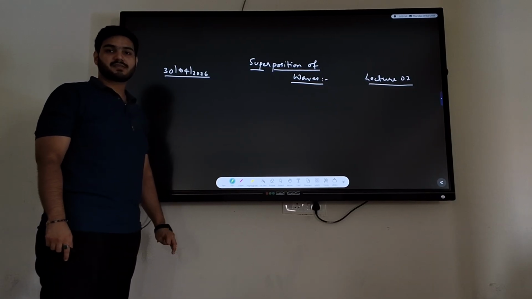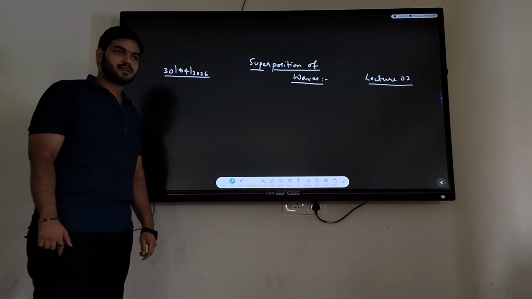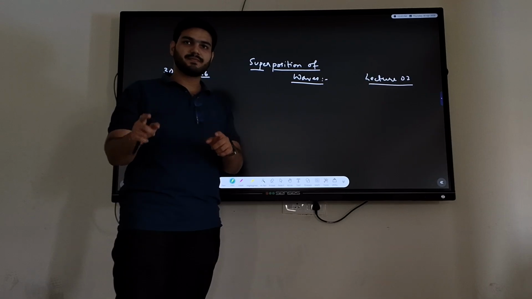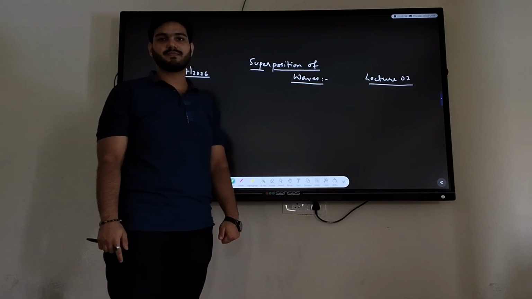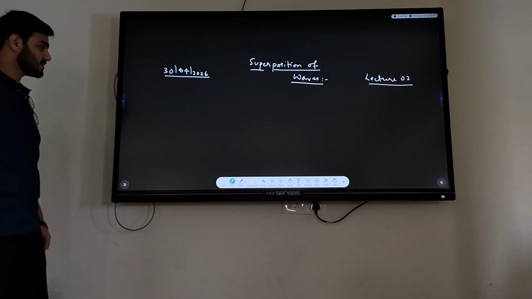The Imax. What was the Imax? Root I1 plus root I2, was there a square? Yes, sir. Okay. What about the Imin? Root I1 minus root I2. Okay. So we talked about these things.